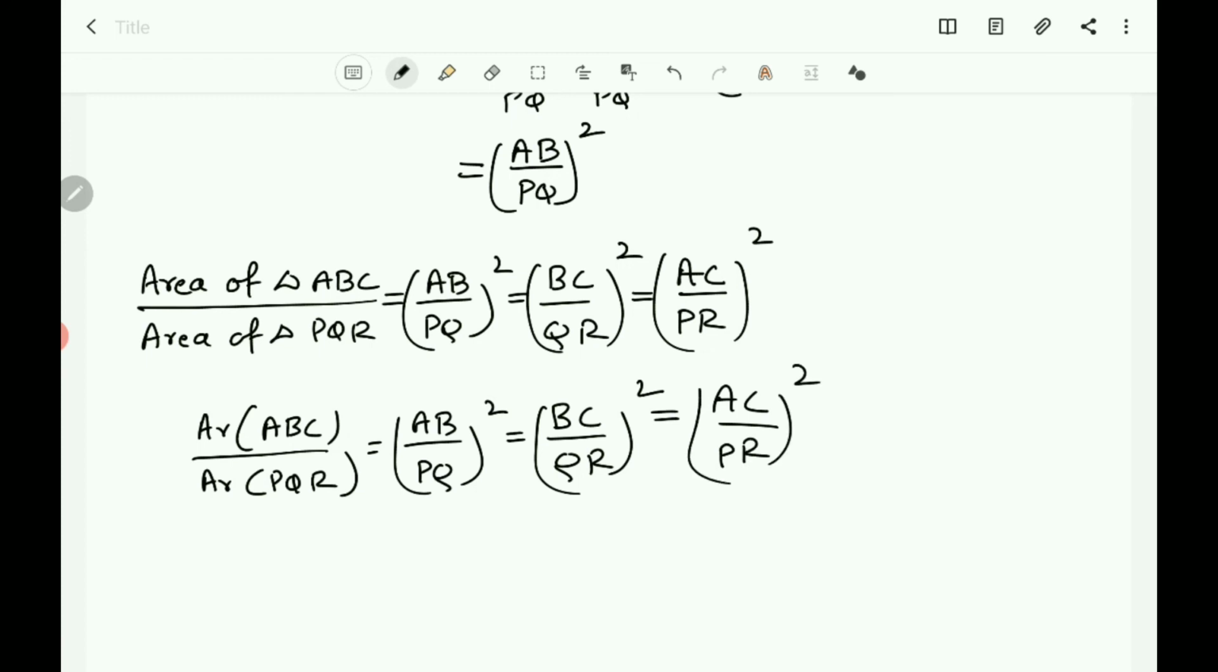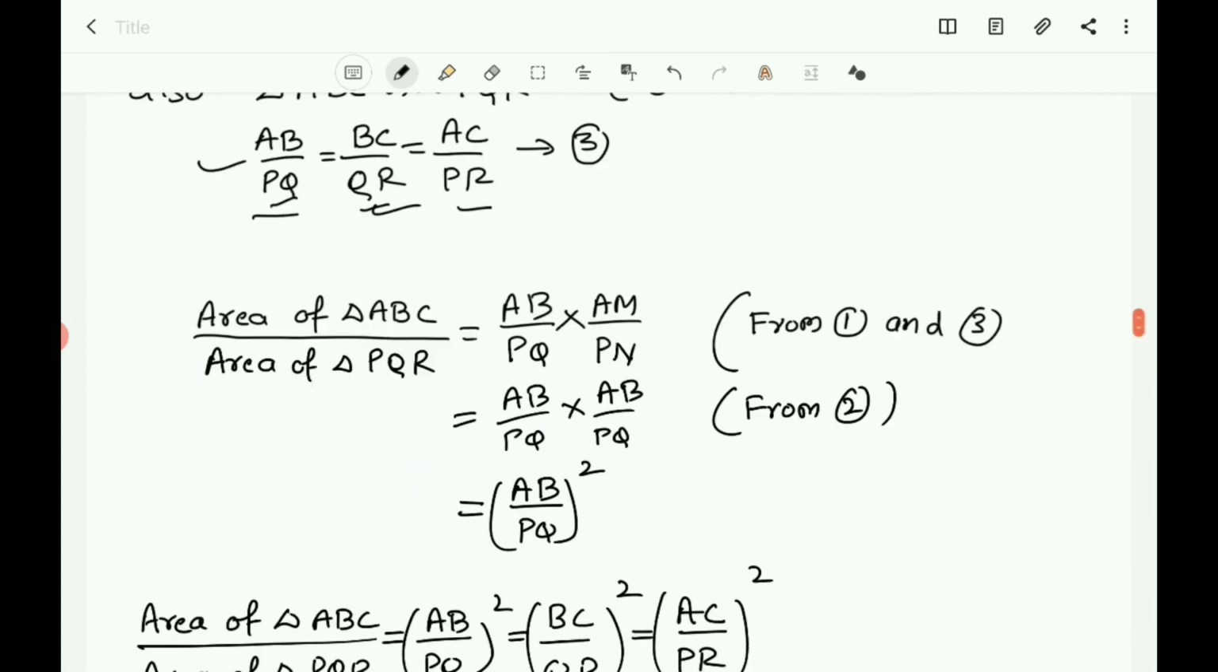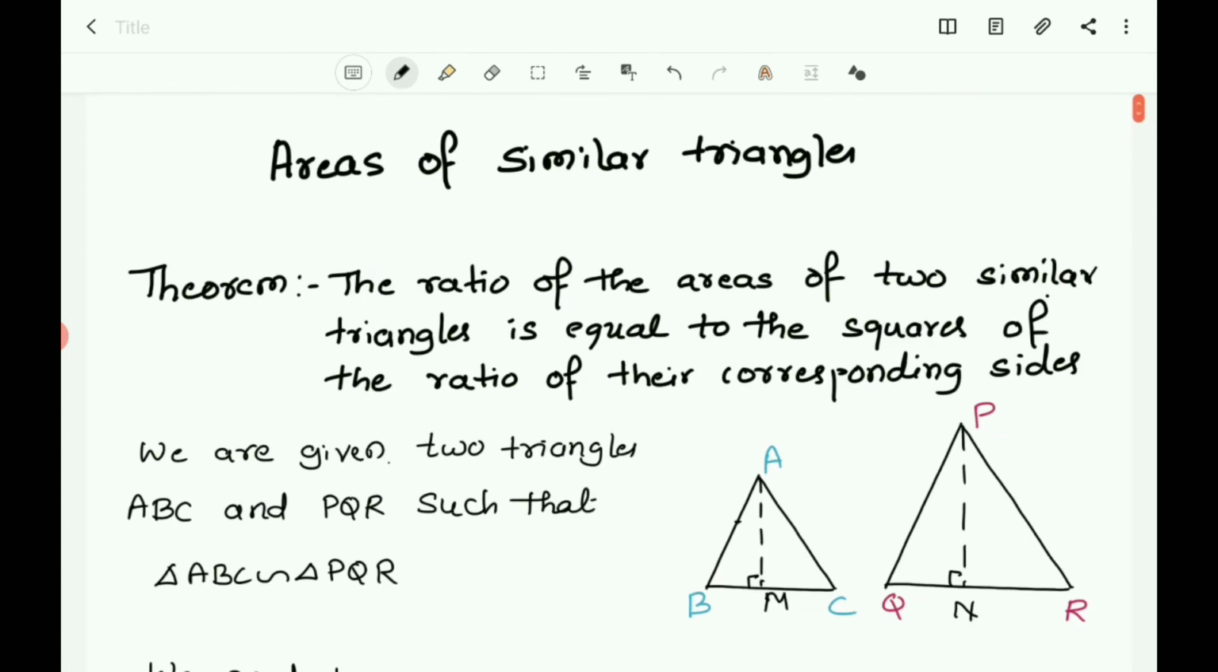In this way you prove that areas of similar triangles are proportional to the squares of their corresponding sides. That is the statement: the ratio of the areas of two similar triangles is equal to the square of the ratio of their corresponding sides. You got the result here. So, if two triangles are similar, their areas are proportional to the squares on their corresponding sides.